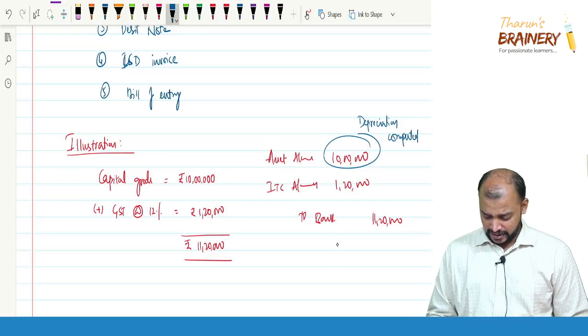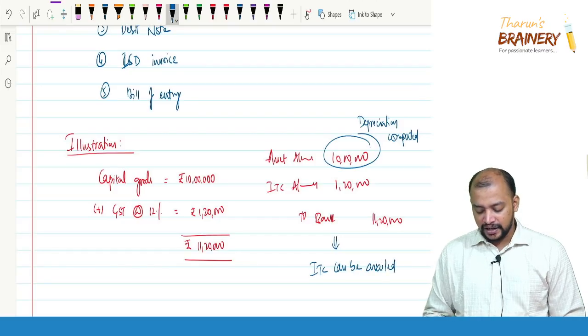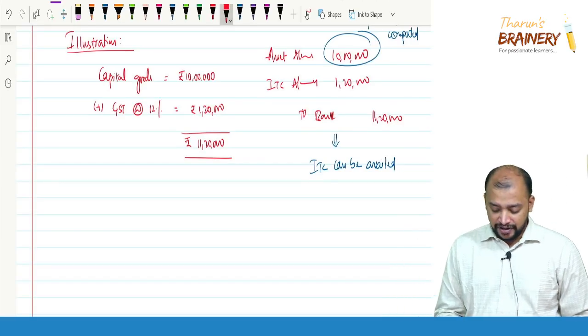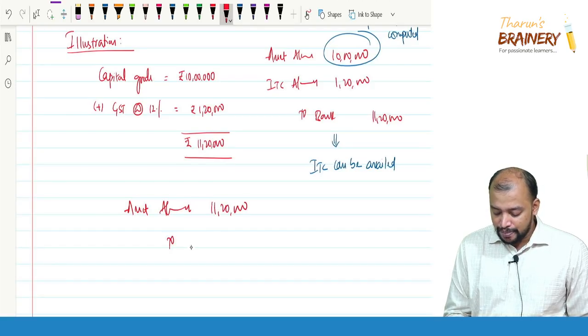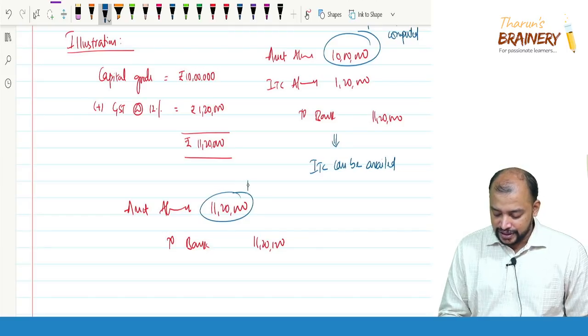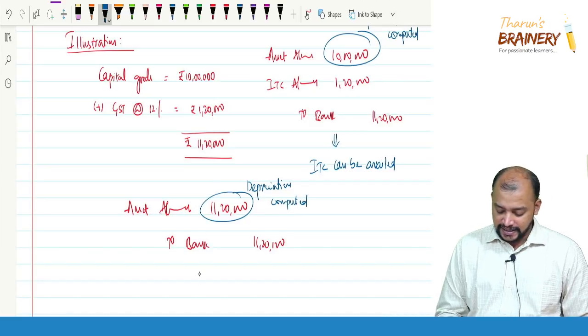Now in this case, can the ITC be availed? Yes, ITC can be availed. Suppose the entry is in a different form, that is, say asset account debit 11,20,000 to bank 11,20,000, then definitely we will calculate depreciation on this. So depreciation is computed on this. Then can the ITC be availed? No, ITC cannot be availed.